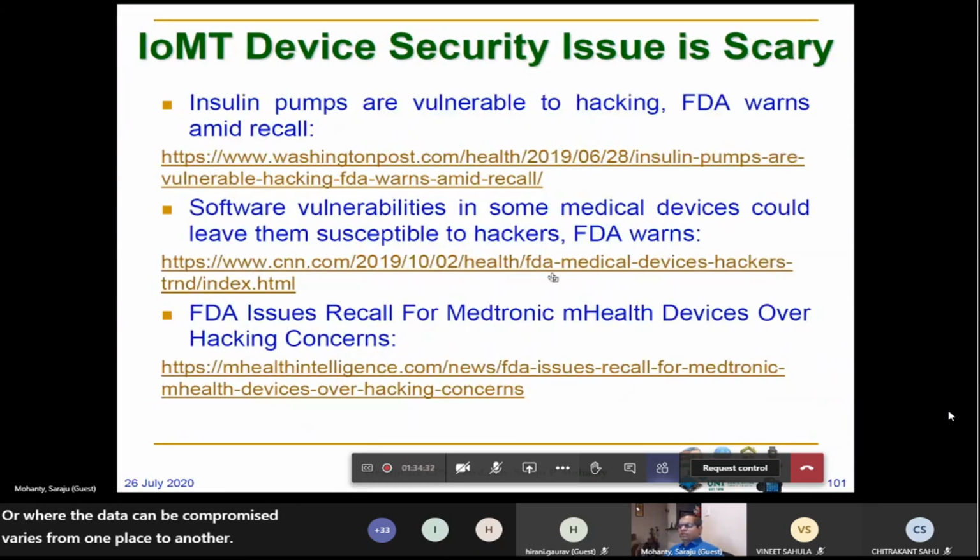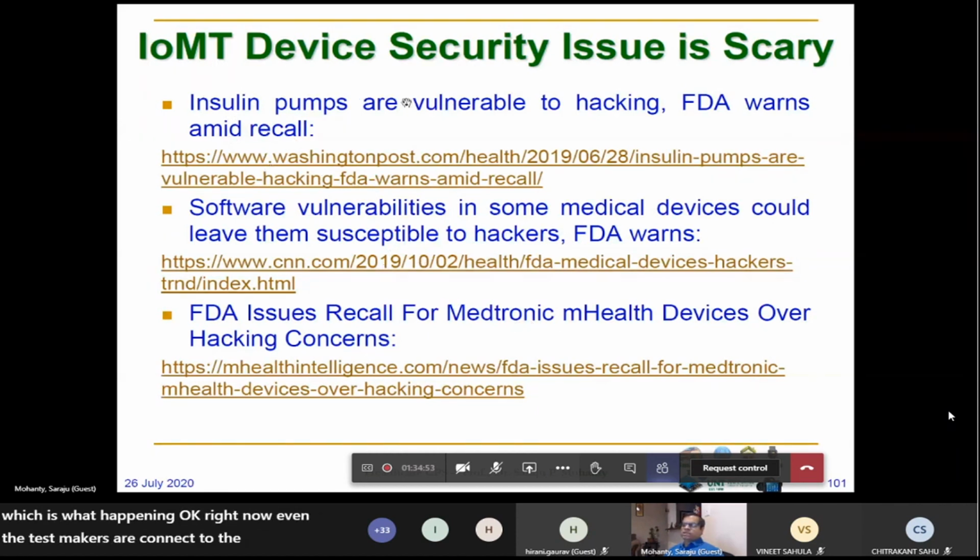But device security is what is important in this slide. Let's say you have an insulin pump, or a pacemaker, or an implant in your brain. All these, if they are connected to the internet, which is what is happening right now, even the pacemakers are connected to the internet.